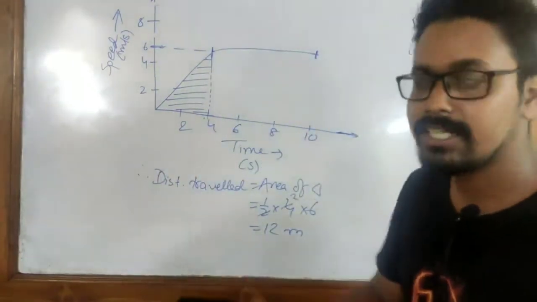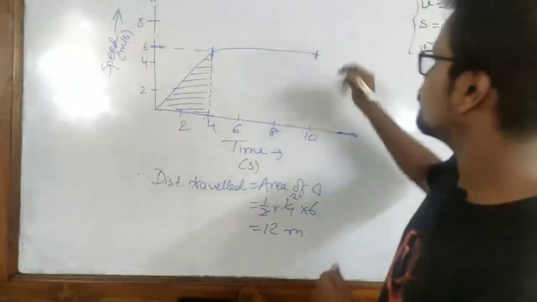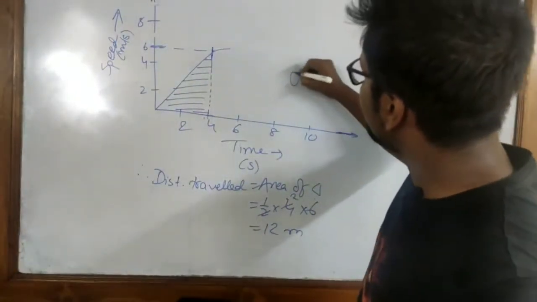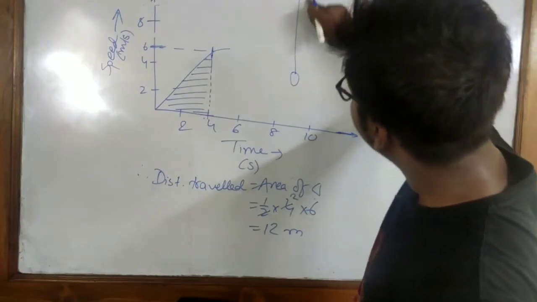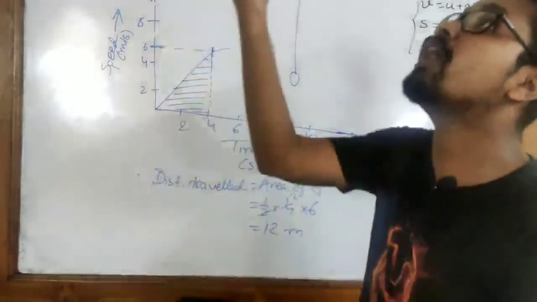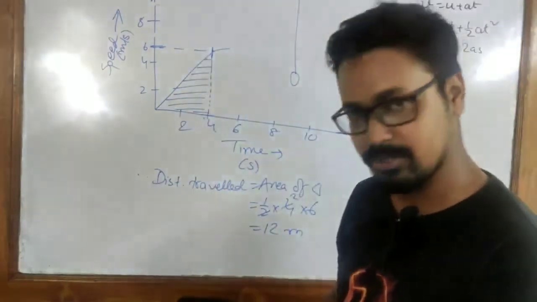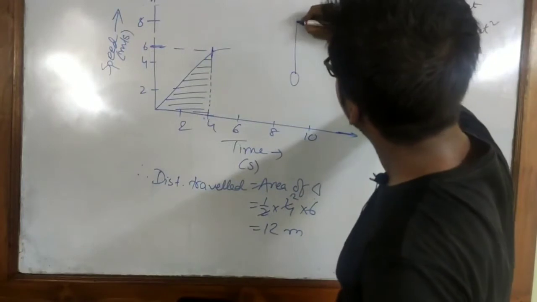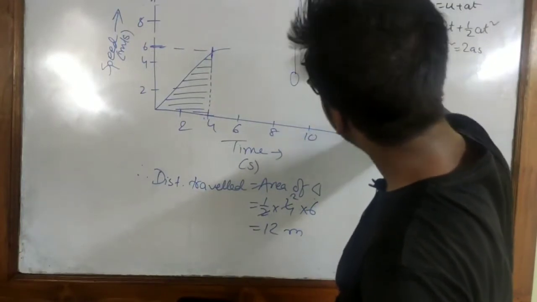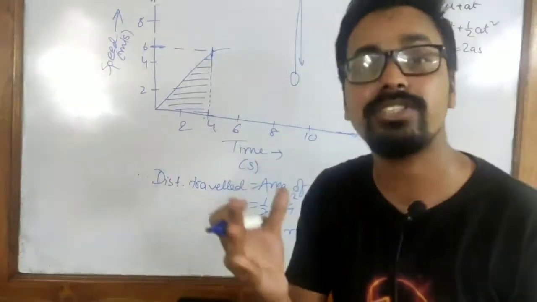I take a ball and I throw it up. When I throw the ball up, what happens to the ball? The ball goes up, stops and then comes down, right? So at this point, it stops here and then comes back down. Stops means what? Velocity is 0.